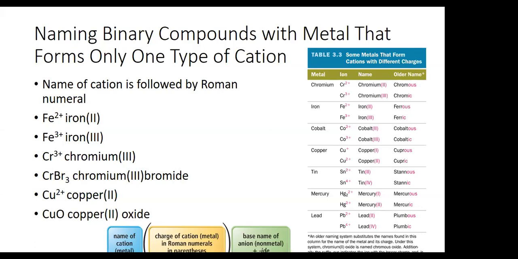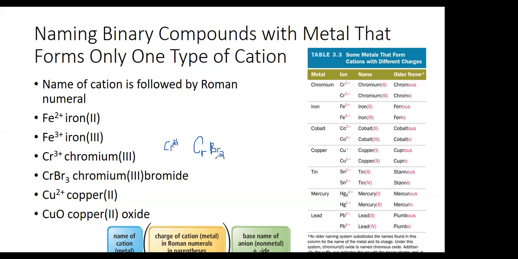Chromium. Chromium is usually either 2 plus or 3 plus. So you would put, if it's 3 plus, Roman numeral 3. And if you have the compound chromium bromide that has Cr3 plus, you name it chromium 3 bromide. And the reason for that is that let's imagine that you had chromium 2 plus instead. Well, if you have chromium 2 plus and you want to combine that with bromine, your molecule is then CrBr2, because that would be chromium 2 plus, and that would go with two bromines.